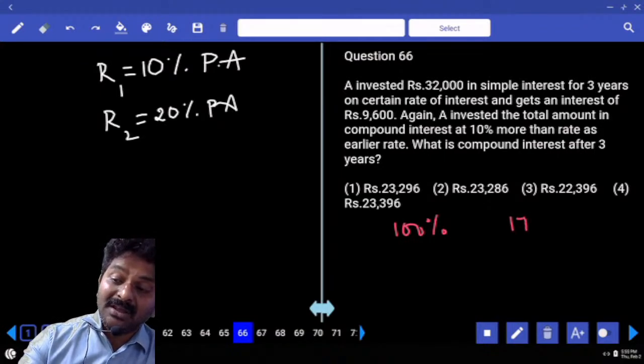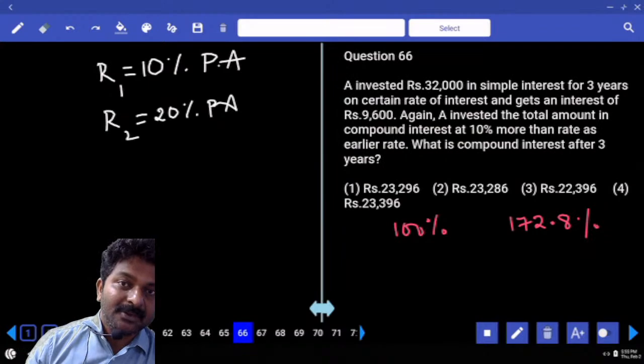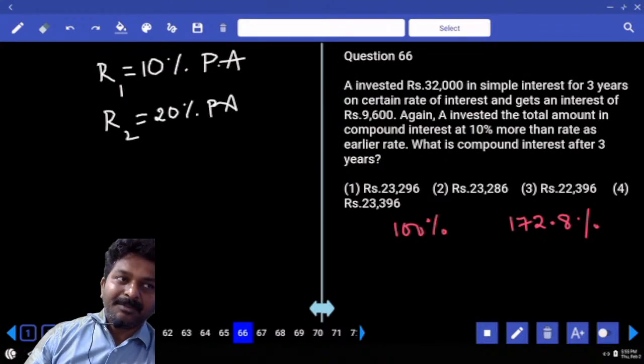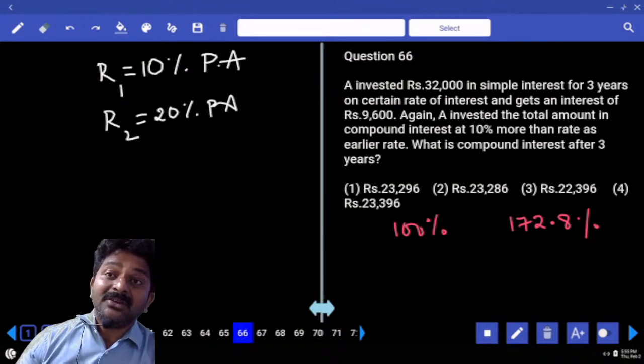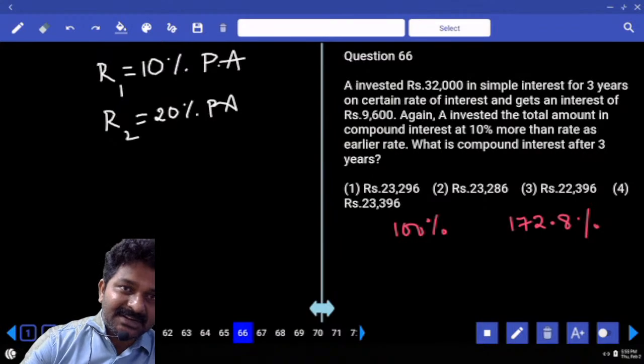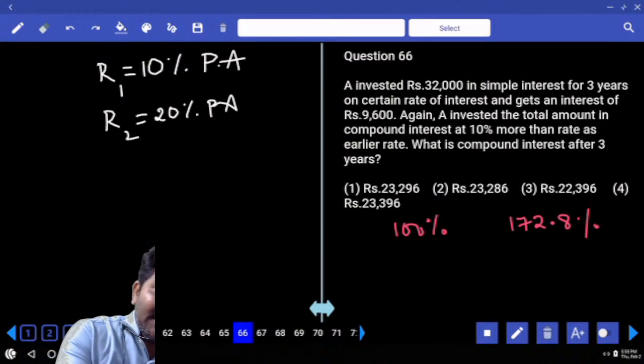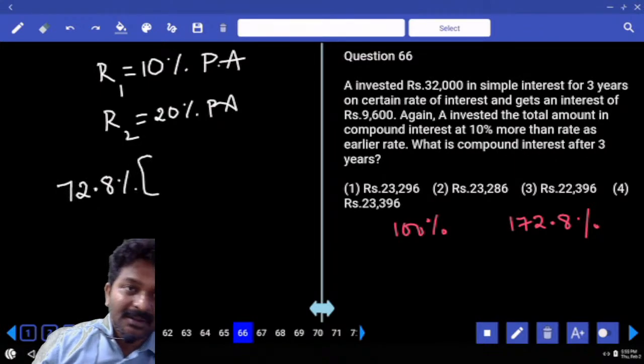12 cube, 1728, 172.8%. 12 cube. 100% I took as a loan from you. At the rate of 20% I need to return 120%. For 3 years I need to calculate 120 cube. Forget about 0. Zeros can be adjusted anytime. 12 cube is 1728. Principal is 100%, which is a 3-digit number, so the amount also should be in a 3-digit form: 172.8. Interest obtained is equal to 72.8%. This is what we need to calculate.